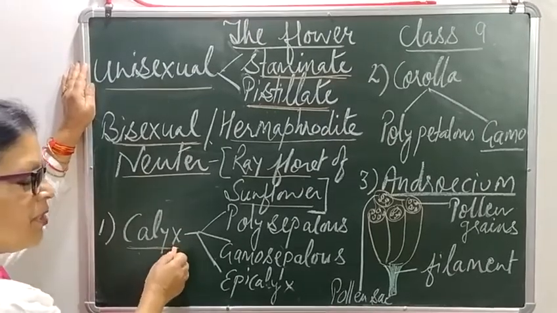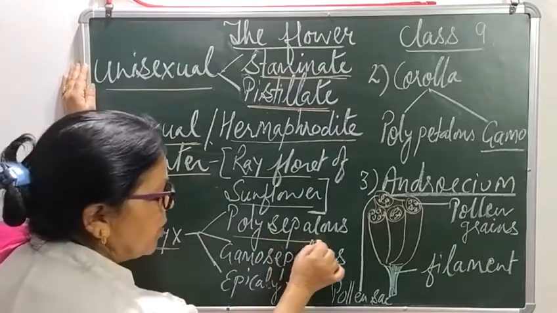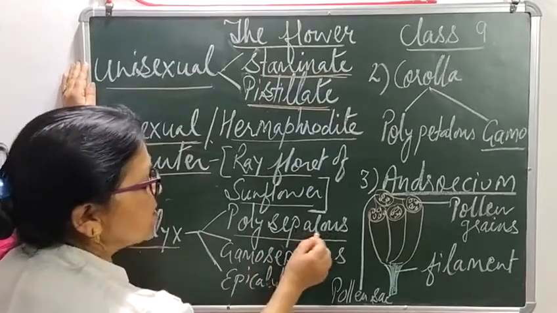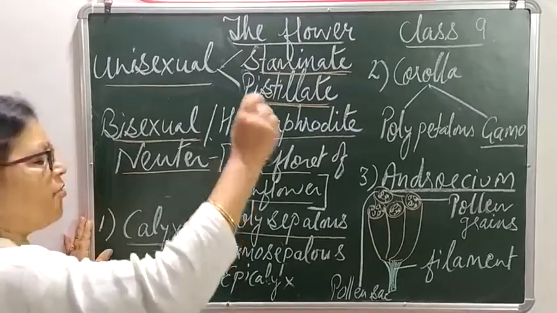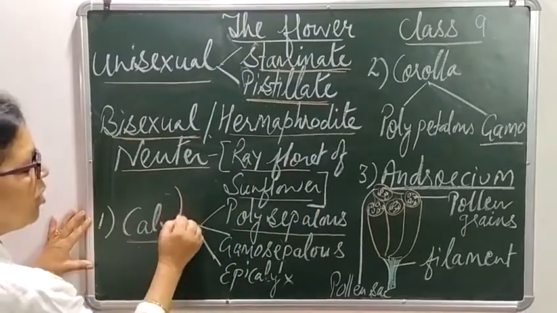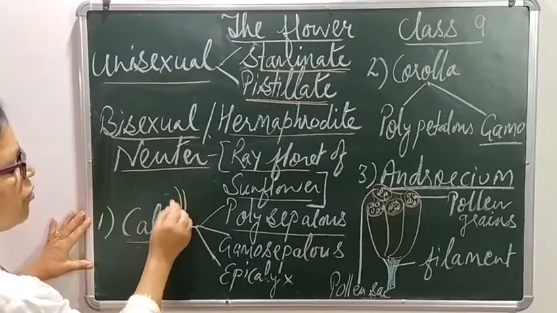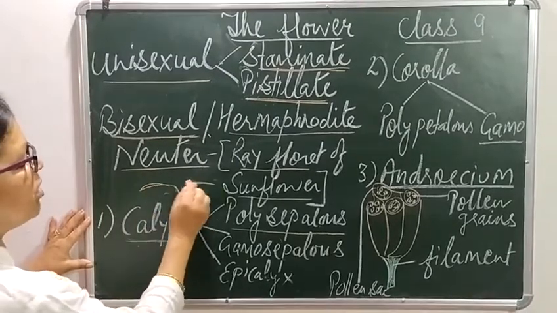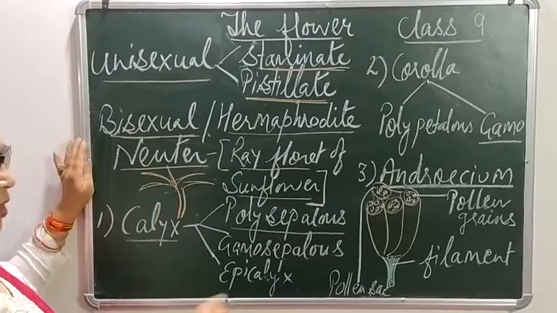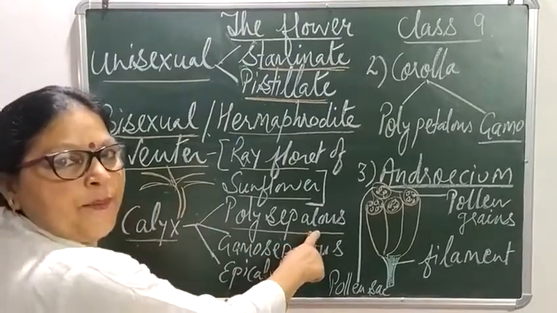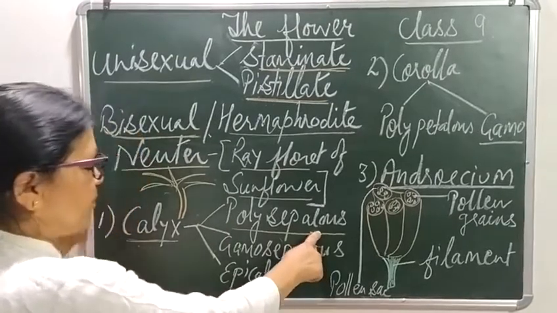If these sepals are free, the condition is known as polysepalous. So poly word means free. Sepals are free. How are they free? Suppose this is the stalk of the flower and these sepals, you can even count them. They are free from each other. Then this condition is known as polysepalous.